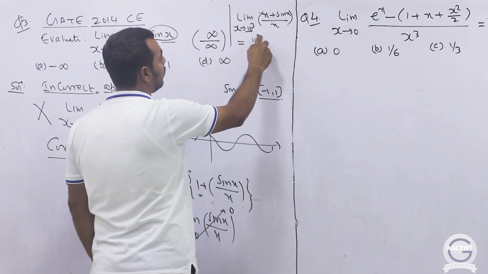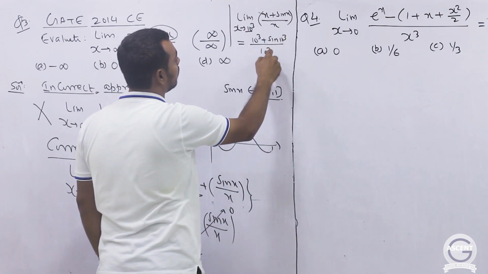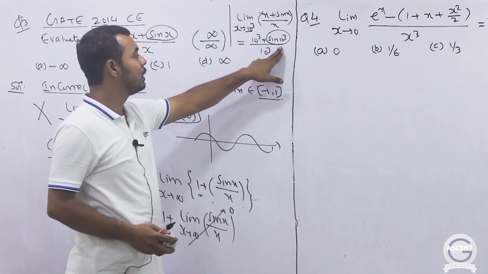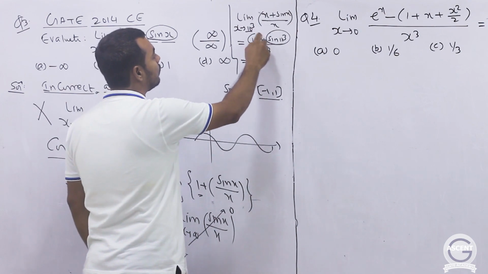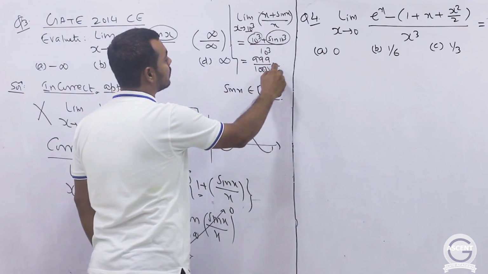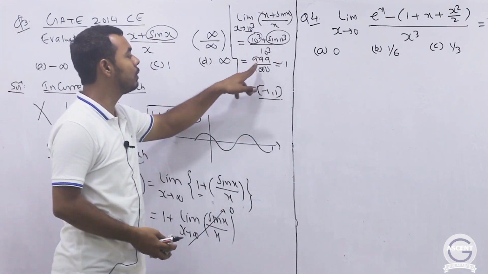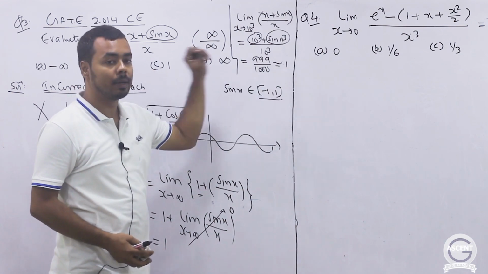So this will be 10 to the power 3 plus sine of 10 to the power 3, by 10 to the power 3. Now this number, sine of 10 to the power 3, is a number between -1 and +1. So even if it is -1, then what are you going to get? This will be 1000 minus 1, so 999 by 1000. Now this is very close to 1, right? Or if you take this as plus 1, then you will get 1001 by 1000. So still that fraction will be very close to 1.